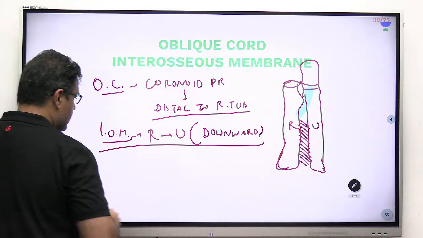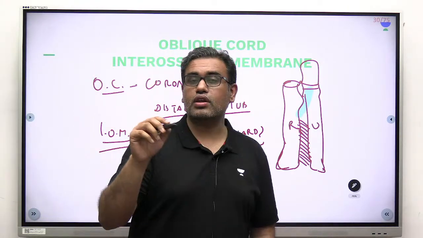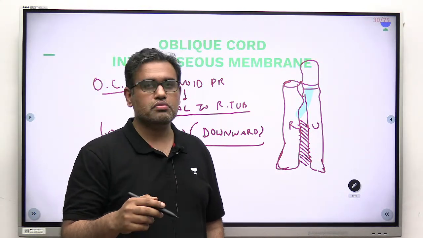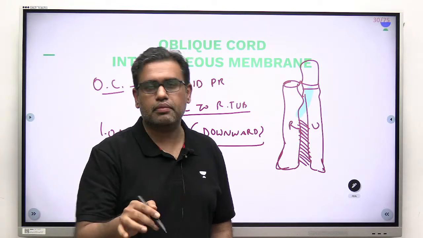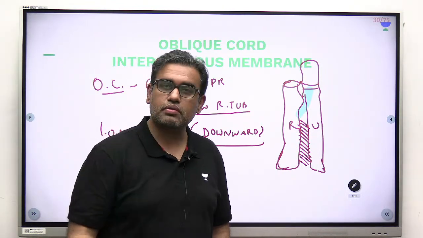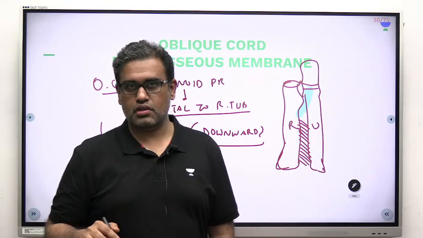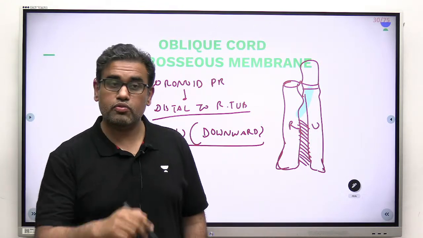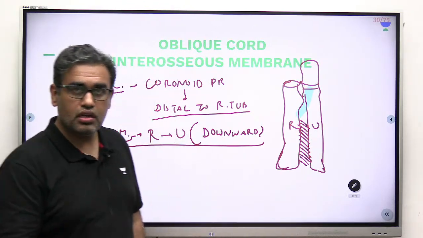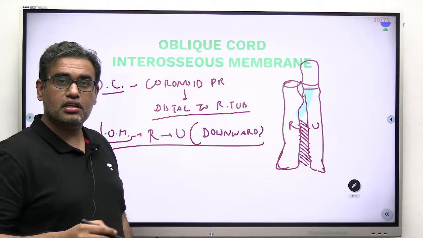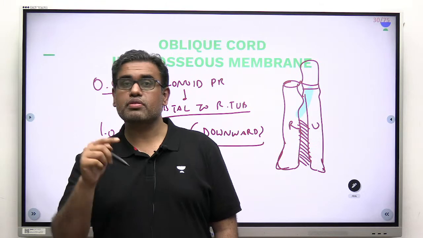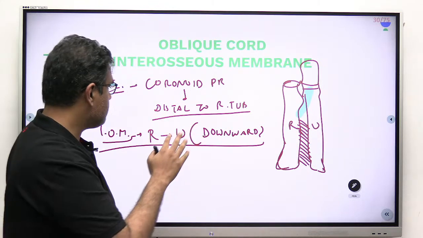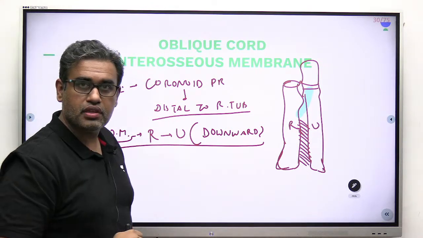Now, if you know the idea that the development of the upper and the lower limb go nearly hand in hand, they are nearly the same. So what would be the direction of the interosseous membrane in the leg, between tibia and fibula? Will it be tibia to fibula or fibula to tibia? The direction would be from the pre-axial bone to the post-axial bone. That is, in the leg, it would be from tibia to fibula, in the downward direction, same. So remember that part.